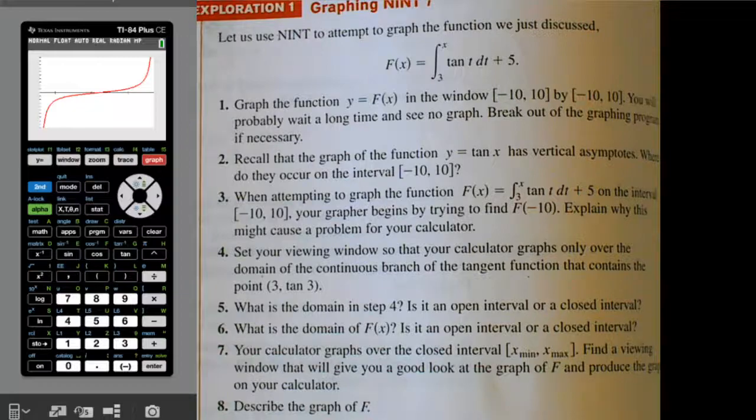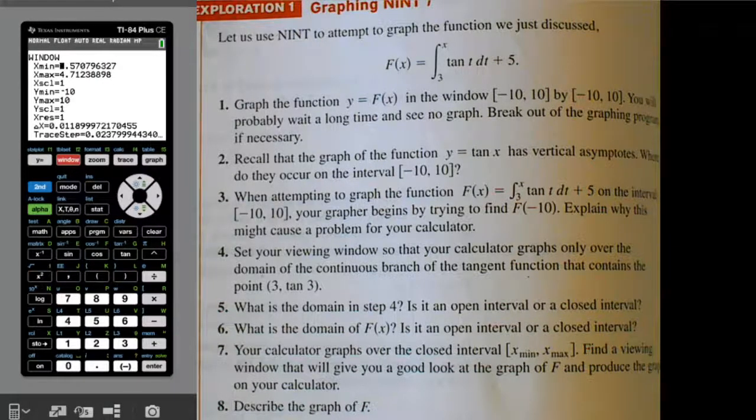What is the domain in step 4? Is it an open or closed interval? So the domain in step 4, what we used there was from pi over 2 to 3 pi over 2. It will be an open interval because we don't want to get to pi over 2 or 3 pi over 2 because that's where we have the discontinuity. The domain of capital F of x would be from pi over 2 to 3 pi over 2, exclusive of the endpoints. It is an open interval.